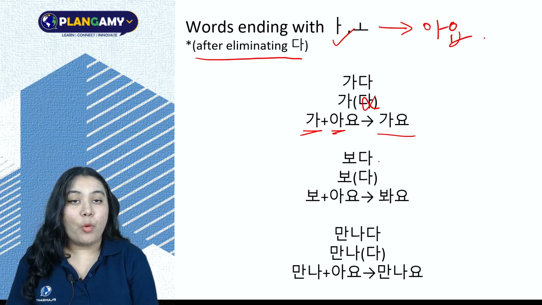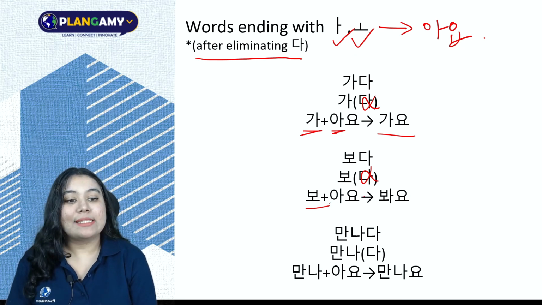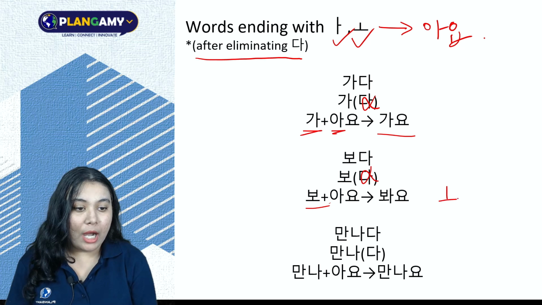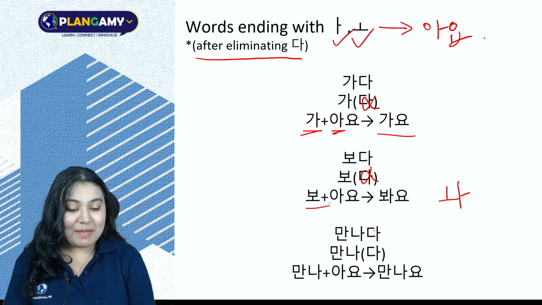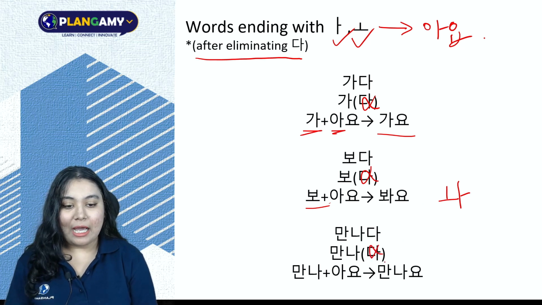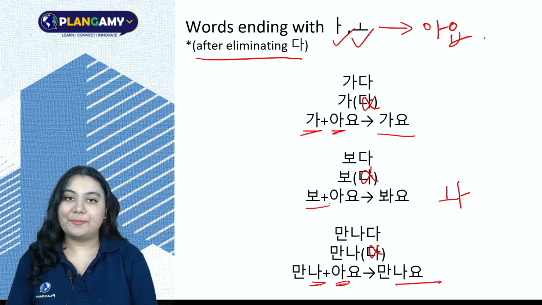Let's see the next one. I have bhoda, to watch or to see. I eliminate the dha. Left with o. O ending. I'll add io. So bho plus io. O makes a wa. So this would become bhoayo. Okay. Next, let's see mannada. Mannada, to meet somebody. Again, I'll eliminate dha. I'm left with manna. A plus a come together and this will become mannayo.